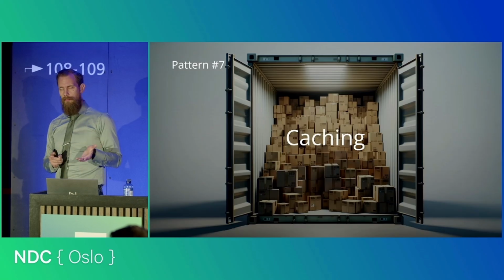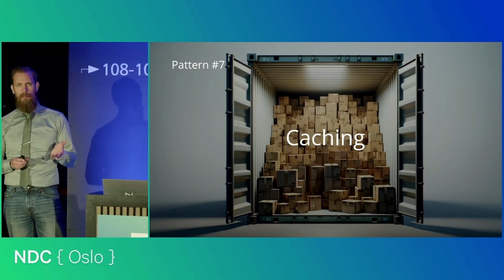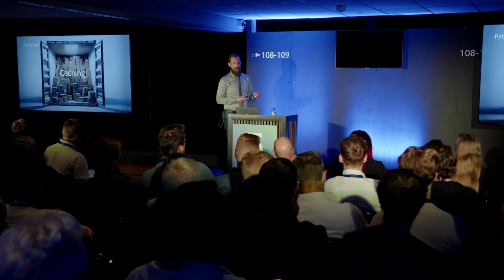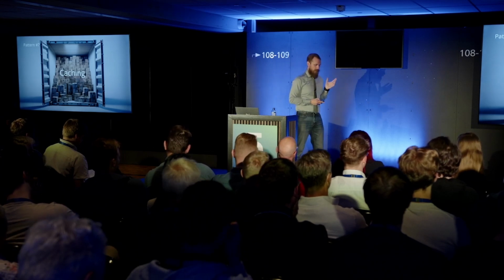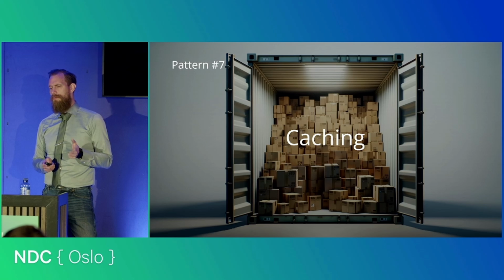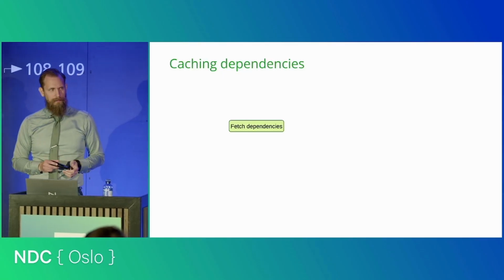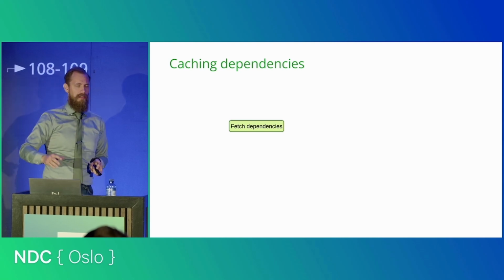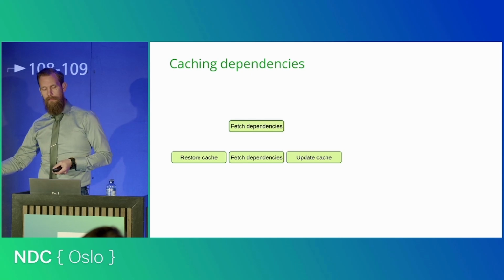So pattern number 7, caching. How many people in here have caching in their pipelines? No, not that many. The first thing people cache, or the first thing people think of when they cache things in their pipeline, and oftentimes the only thing people think of caching, is dependencies. So the idea here is that instead of downloading everything from the internet, we have a cache on a server that's very close to our build server.